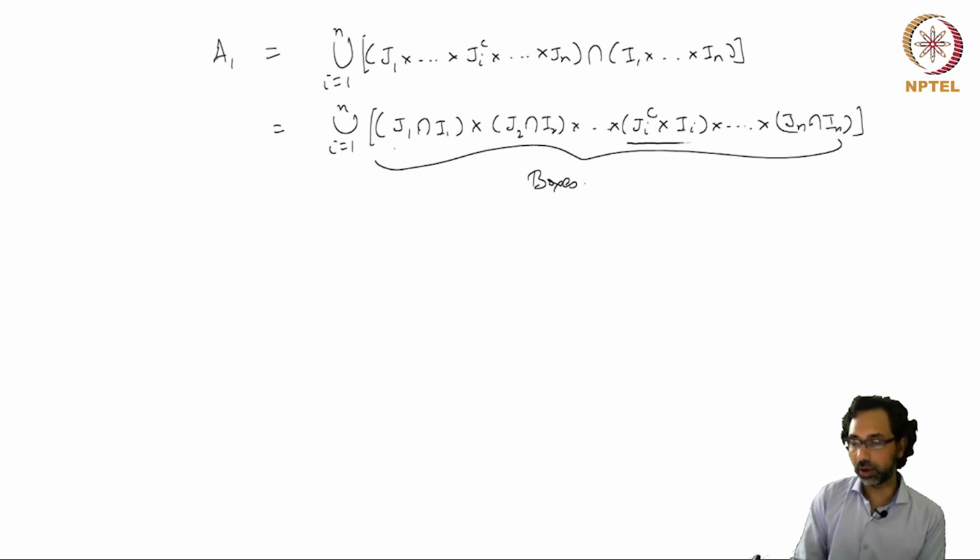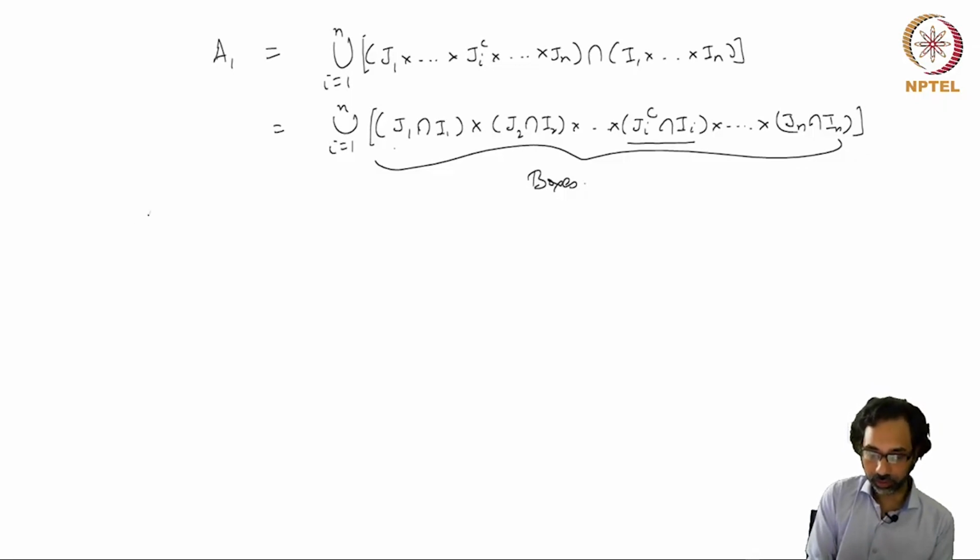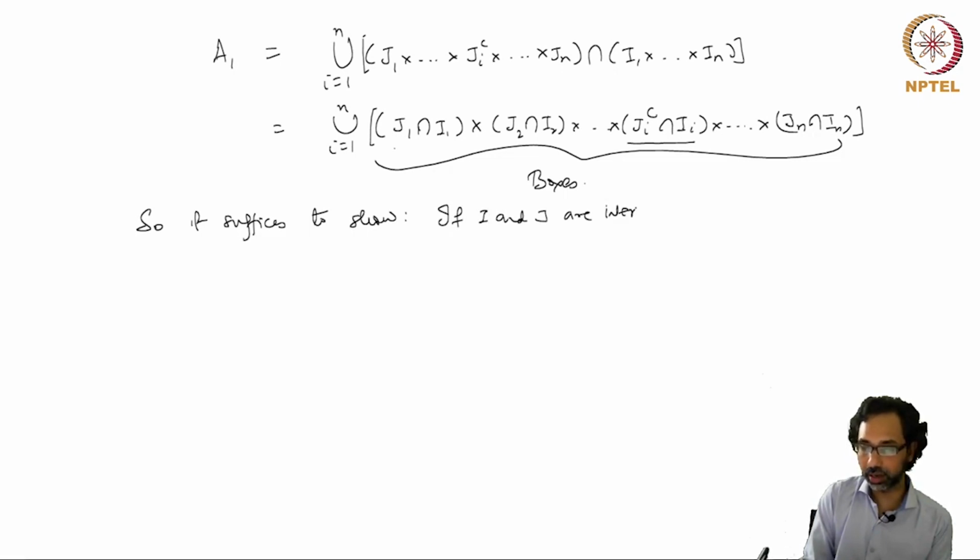If you can show that the intersection of the complement of an interval with another interval is also an interval, then we would be done, because then it will be a Cartesian product of intervals, and so it will be a box. So it suffices to show that if I and J are intervals in R, then I intersection J complement is also an interval.